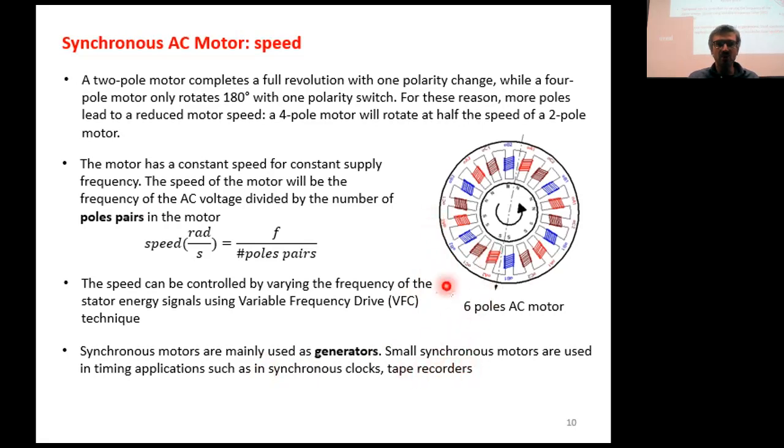And small synchronous motors are used, for example, for tape recorders, and the capability is that they can have a very high efficiency. They work at a very reduced speed, but they are very efficient.